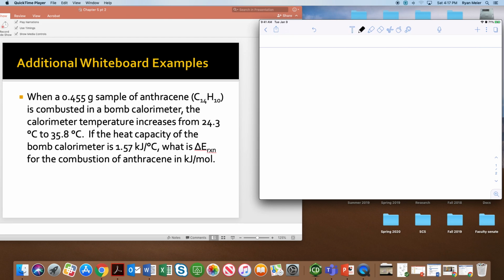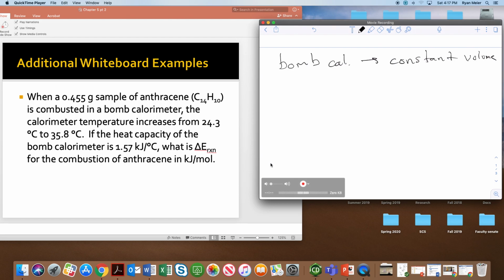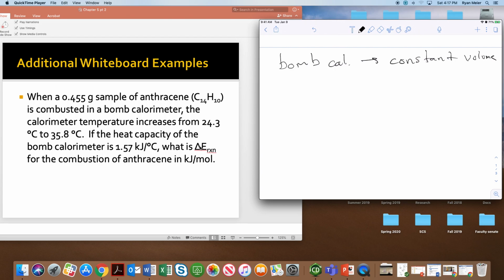So this next one, we have 0.55 grams of something called anthracene, and they give us this formula C14H10, is combusted in a bomb calorimeter. As soon as we see the words bomb calorimeter, this is what we said before, it basically means that we're in a constant volume situation. The only thing that really matters is that in the last example we were looking for delta H. Notice in this example we're looking for delta E. The rest of this problem is still very similar to what we just did.